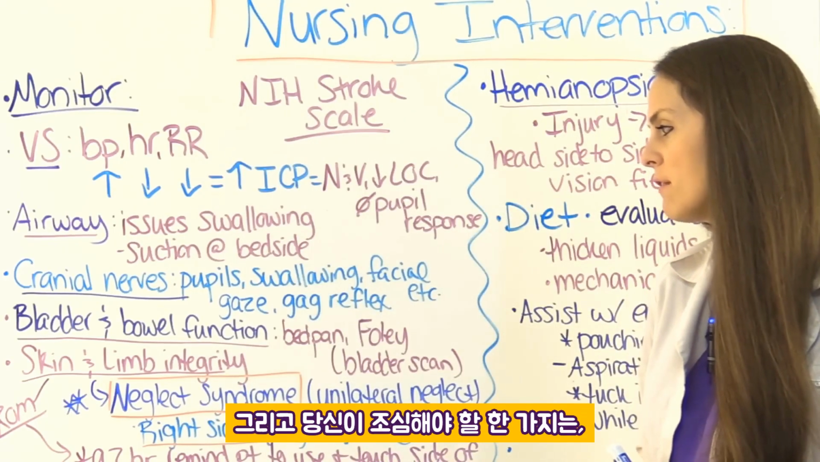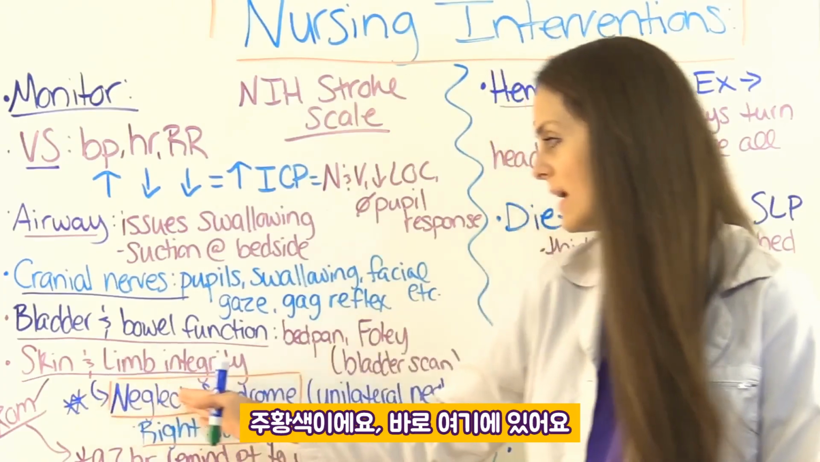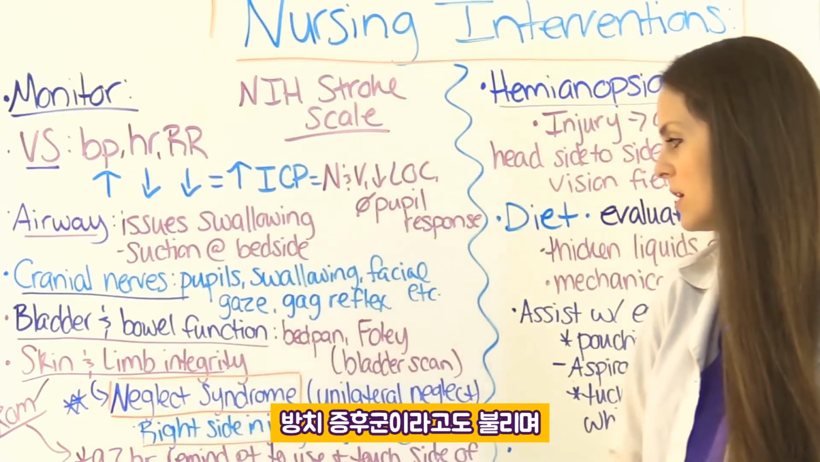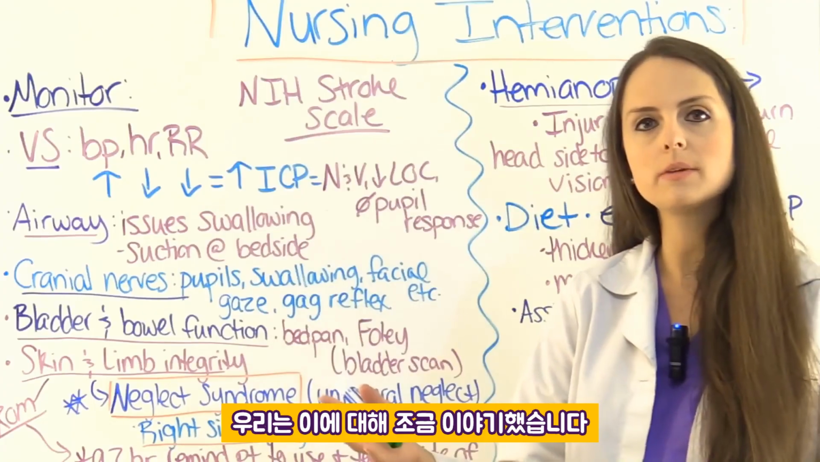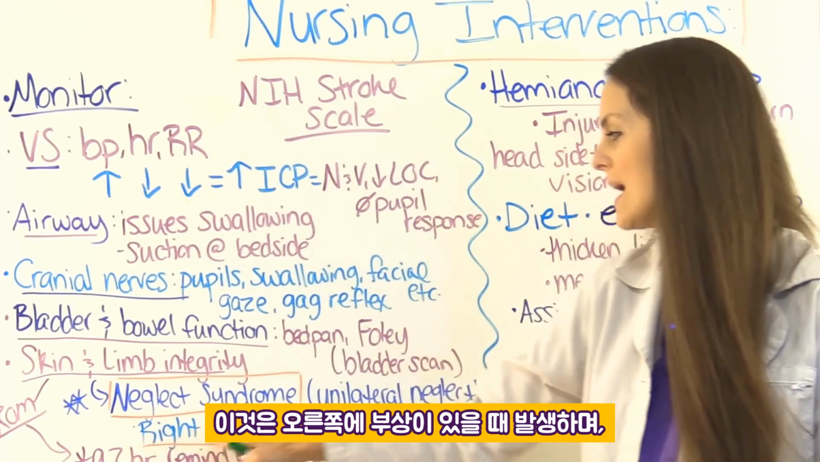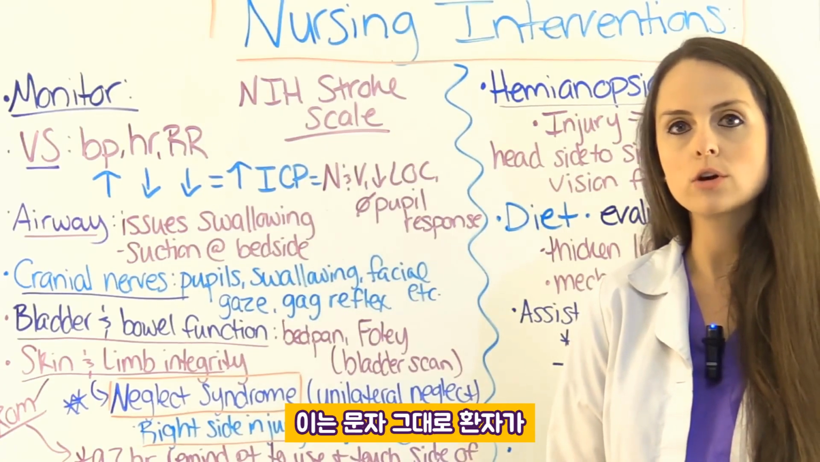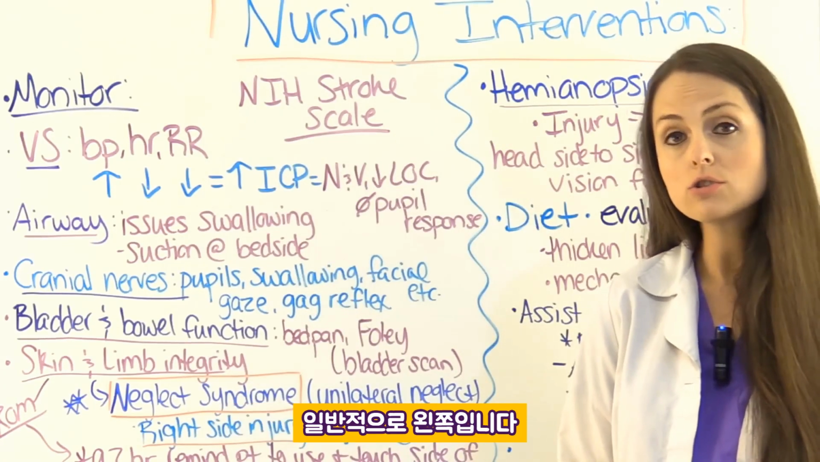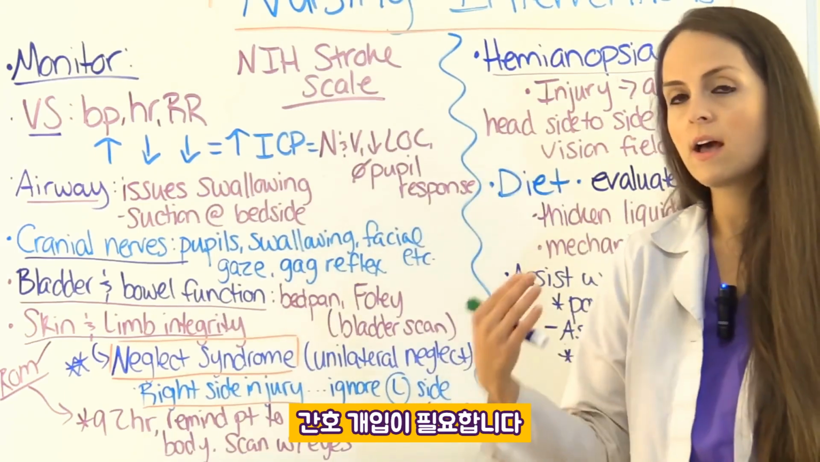And one thing you want to watch out for, and I want you to remember this, it's in orange. I have it right here, called neglect syndrome, and it's also sometimes called unilateral neglect. We talked a little bit about this earlier, and this happens when there is a right side injury, and this is literally where the patient ignores that affected side, and it's usually the left side. So some nursing interventions to help with this.